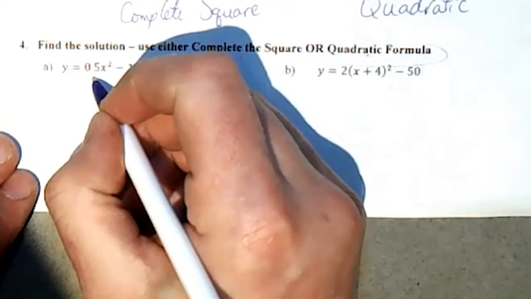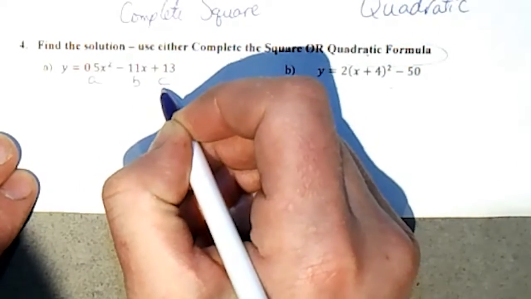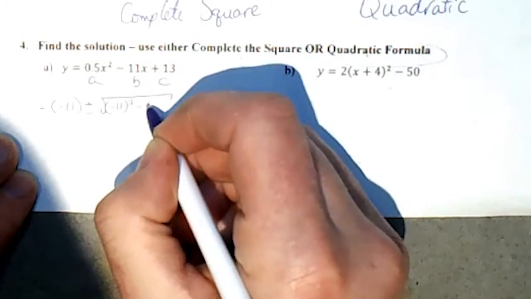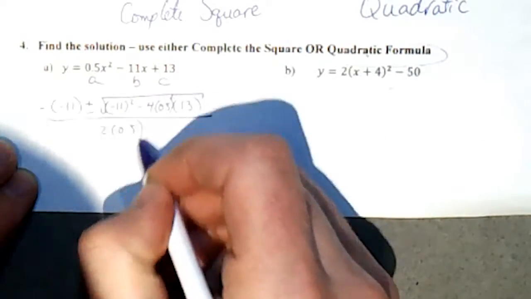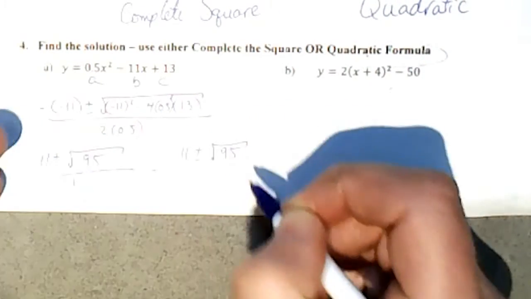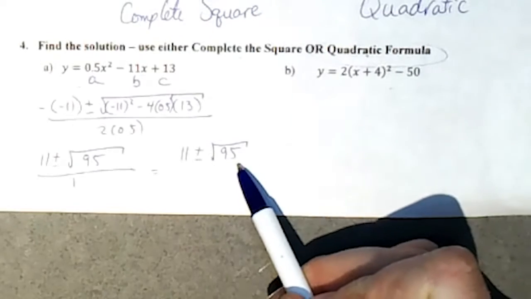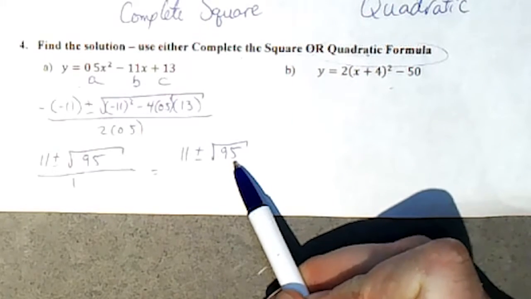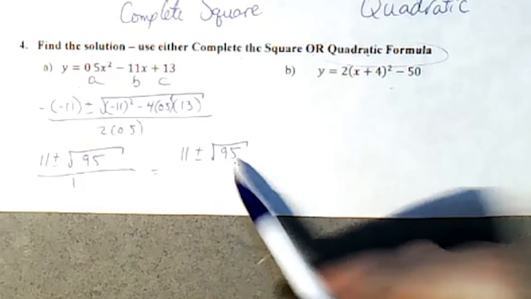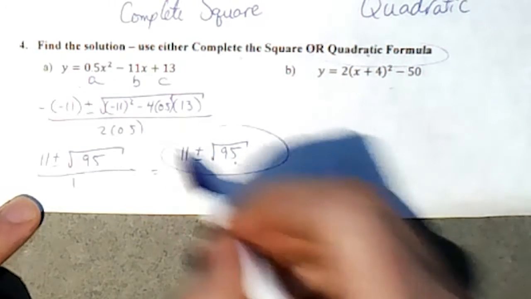So, got my A, B, and C. The B is negative, so it's going to be negative 11. So if I go through a check, I can check my perfect squares. Nothing goes into it. So this is my final answer.